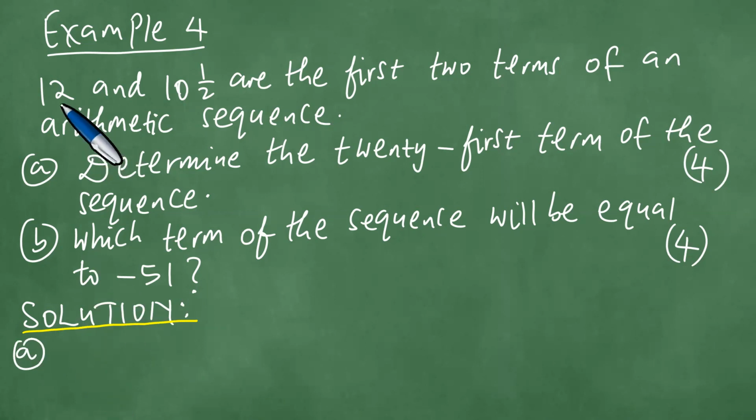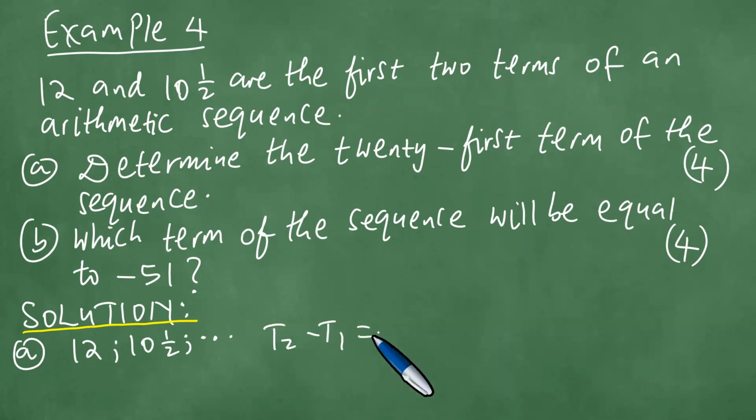If the question says 12 and 10 and 1/2 are the first two terms of an arithmetic sequence, in other words, you have a sequence that has 12 and then 10 and 1/2. So these are the first two terms. There's certain things we can get, like if you subtract them in the order term 2 minus term 1, you'd have term 2, which is 10 and 1/2, minus term 1, 12. What is 10 and 1/2 minus 12?